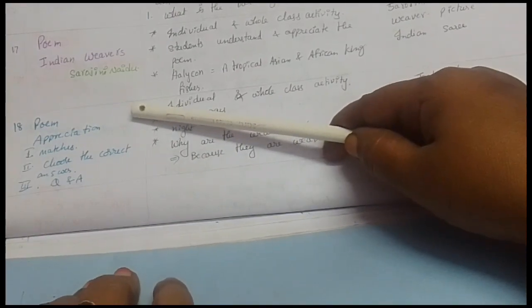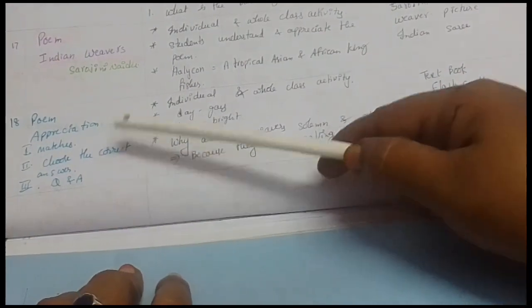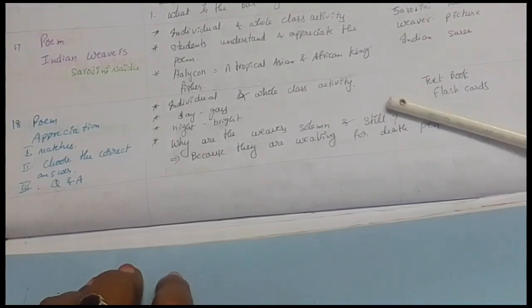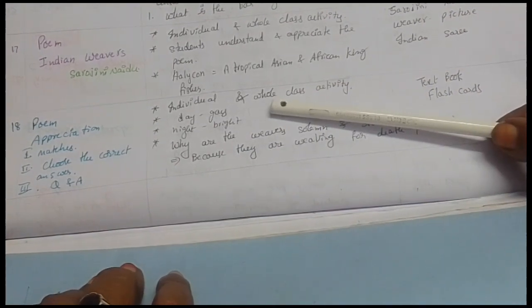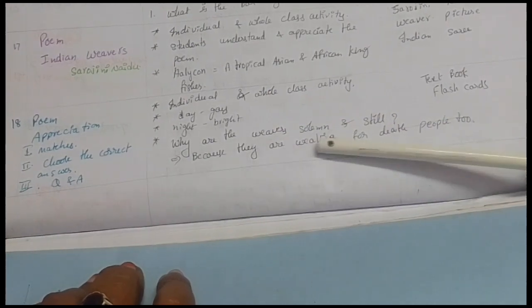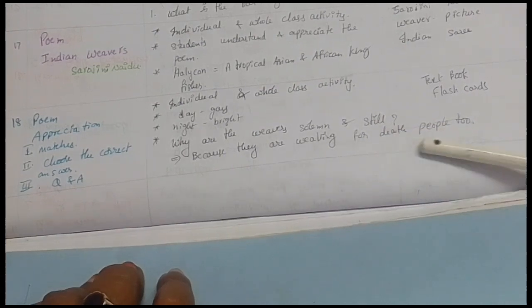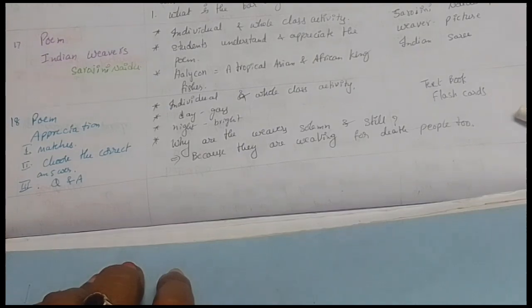Period 18, we teach poem appreciation, that is the first Roman, second Roman and third Roman: match the following, choose the correct answers, and question and answers. It's an individual and whole class activity. They will learn the rhyming words like day, gay, night, bright and the reading comprehension. Why are the weavers soloing still? Because they are weaving for dead people too. And we use textbook and flashcards as TLM.